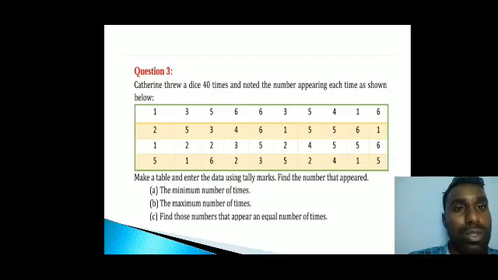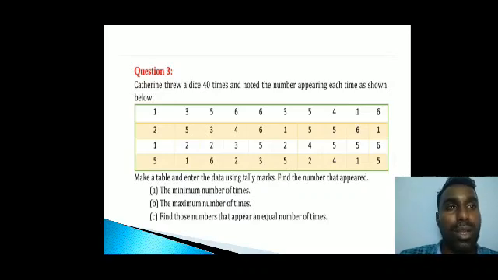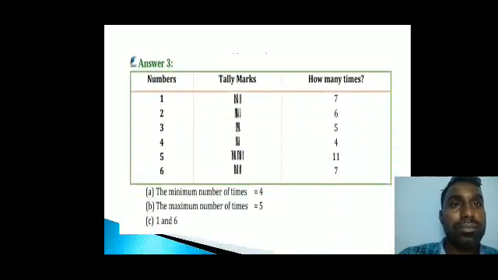Now find which number comes the minimum number of times and which comes the maximum number of times, and find those numbers that appear an equal number of times. Okay, so can we solve?